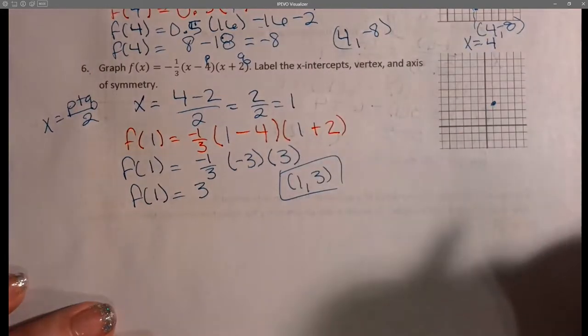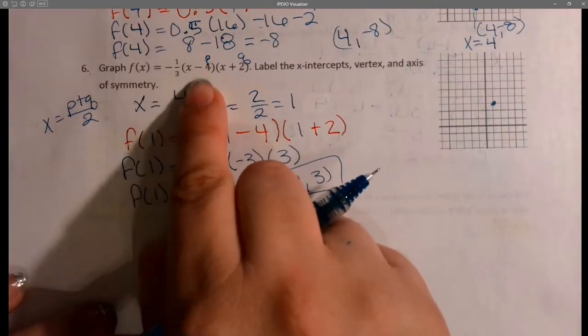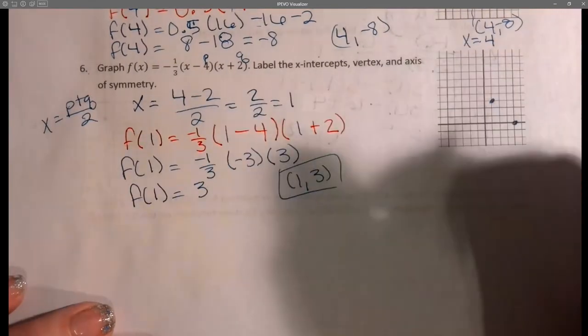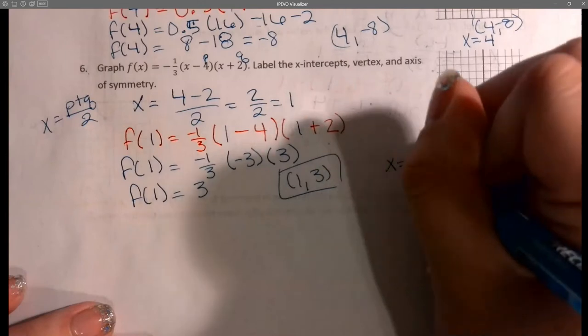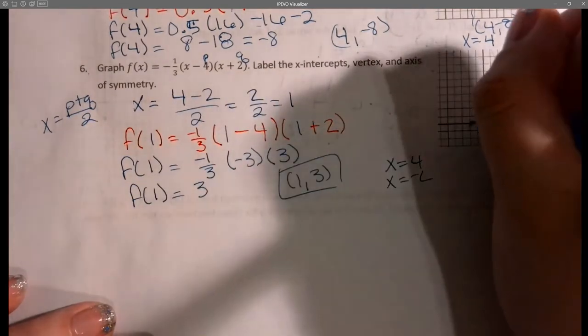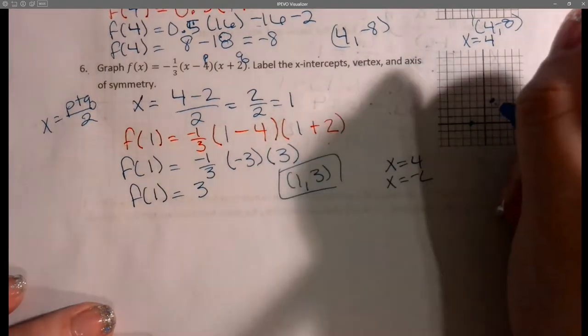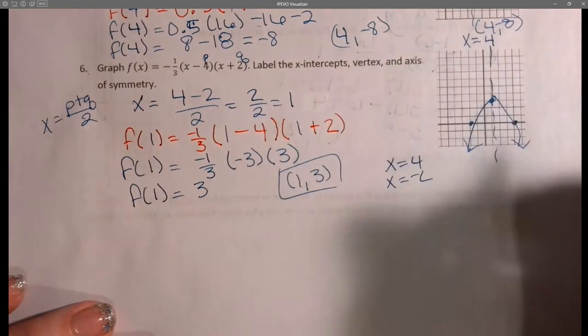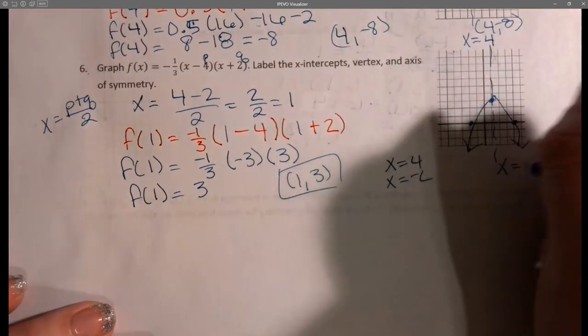And then my x-intercepts are, remember, the opposite of the numbers inside the parentheses. So I'm going to have an x-intercept at 4. And I'm going to have an x-intercept at negative 2. And then I want to connect my points. And then to label my axis of symmetry, it goes through my vertex. That's going to be x equals 1.